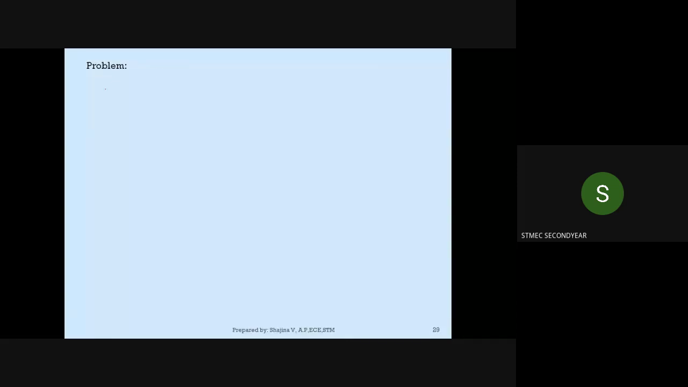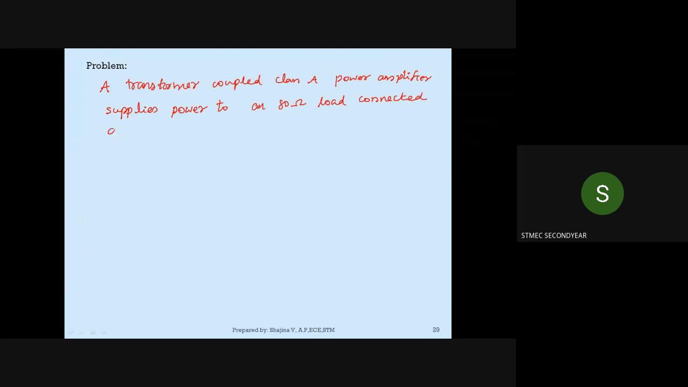A transformer coupled class A power amplifier supplies power to an 80 ohm load connected across the secondary of a step down transformer having a turns ratio 5:1.